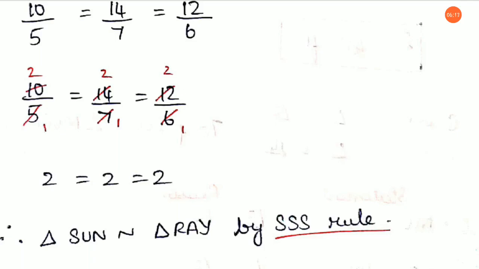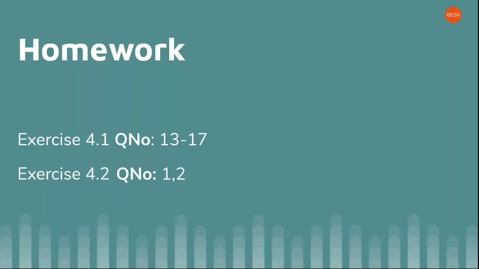Clear, children? For homework, you will solve exercise 4.1 objective type questions, that is from 13 to 17. And in exercise 4.2, the first and second sum you will write in your classwork.